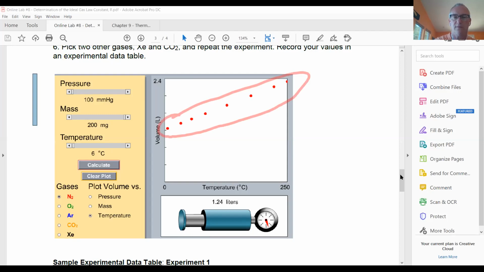1, 2, 3, 4, 5, 6, 7. So 8. So we've got 8 different volumes from 8 different temperatures, ranging from, I think, 1 degree C is the lowest, and 250 degrees C is the highest. And so you can see the variation in volume from there. So, and that's basically it.